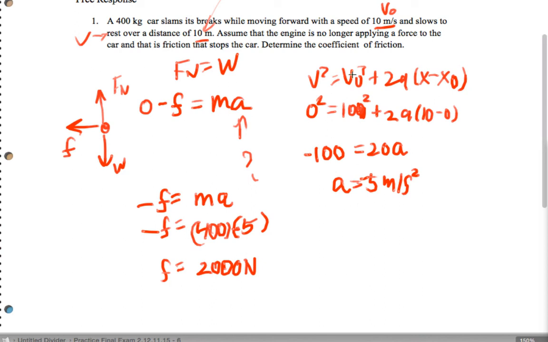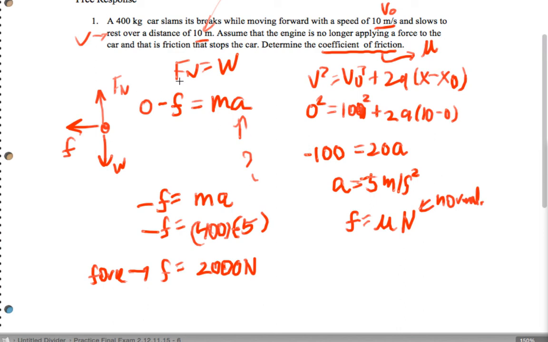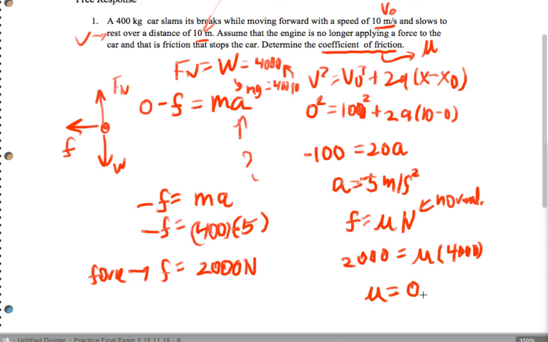Now, unfortunately, we don't want the friction, we want the coefficient of friction. Remember, we want that letter mu, so we need to distinguish between the friction force and mu, the coefficient of friction. So friction is mu times N, where N is the normal force. And let's see if we can solve. So we know the normal force equals the weight, which is going to be 4,000 newtons, because that's mg, which is 400 times 10. And so we're going to end up getting that 2,000 newtons of friction equals mu times 4,000. And so I'm getting a mu value of 0.5.